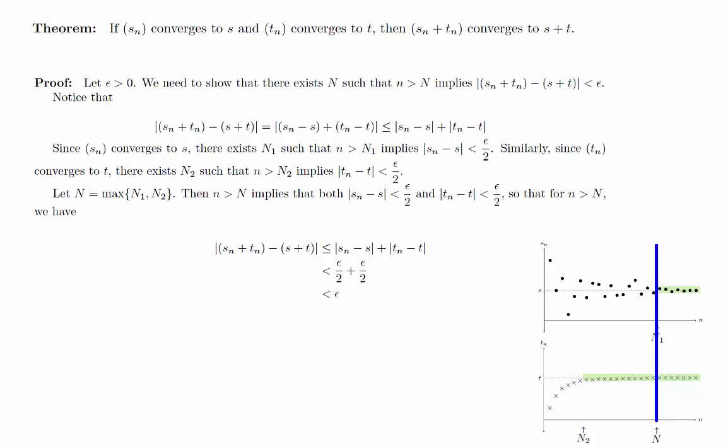Let capital N be the max of N1 and N2. Then n greater than capital N implies that both |S sub n minus S| is less than epsilon over 2, and |T sub n minus T| is less than epsilon over 2. So that for little n bigger than capital N, we have the following inequalities. These calculations complete the proof of the theorem.